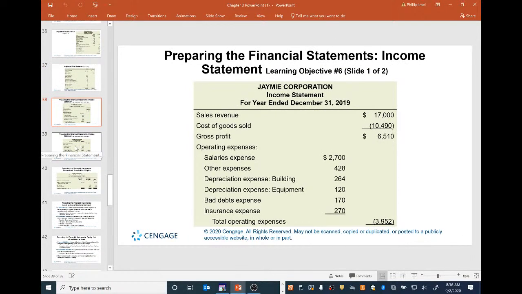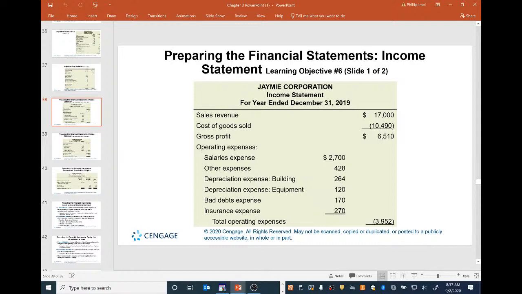Okay, now let's talk about preparing the actual financial statements from the adjusted trial balance, right? Okay, so here on the top it's just the income statement. So Jamie Corporation is going to be the name of the corporation on the top line. On the title, here's what I'm talking about. Then it'll tell what type of financial statement it is. This is the income statement. And it's going to be for the year ended December 31st, 2019.